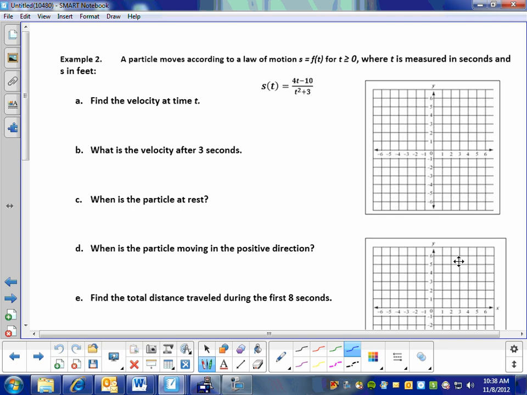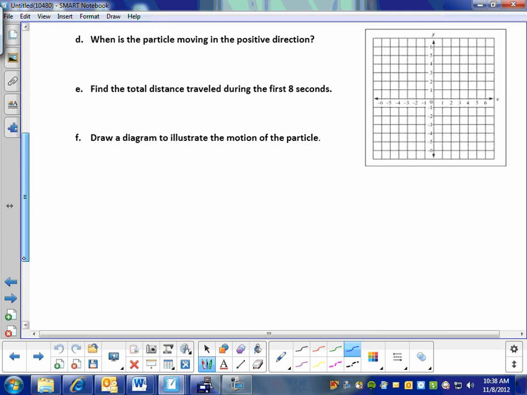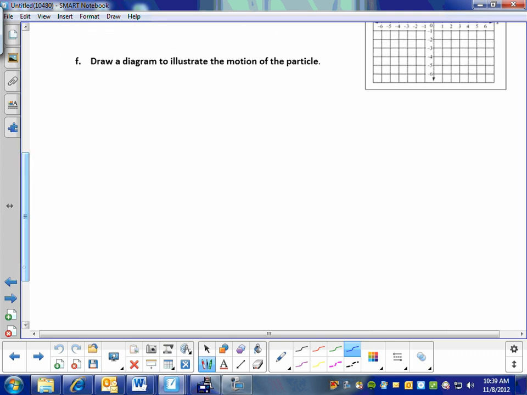A particle is moving according to the law of motion S equals f of t, for t greater than or equal to 0, where t is measured in seconds and S is measured in feet. We start by finding the velocity at time t. Notice that our position function is now a rational function, so you have to know how to take the derivative of everything. What do we use to take the derivative of that? We use the quotient rule, so let's make some space down here.